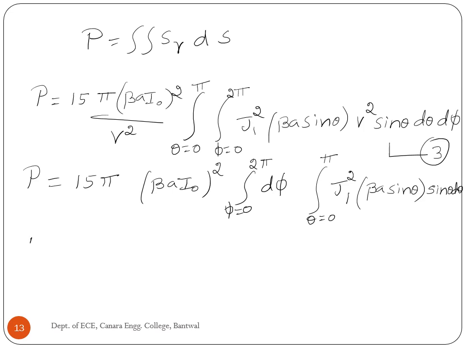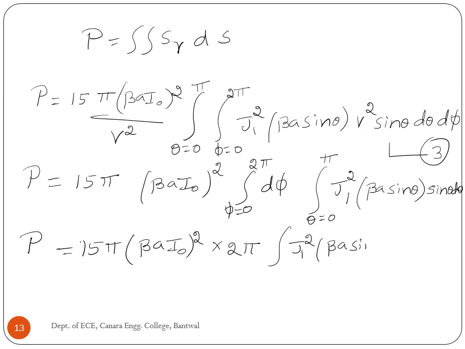Therefore, P is equal to 15 pi beta a I naught square into 2 pi, integration of J1 square beta a sin theta into d theta for a limit theta equal to 0 to pi.